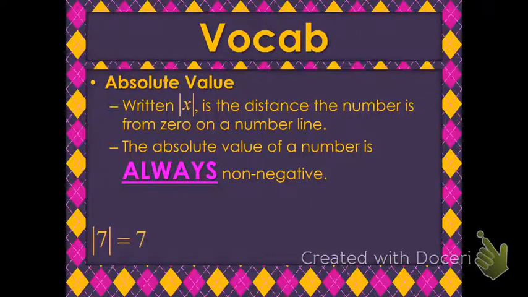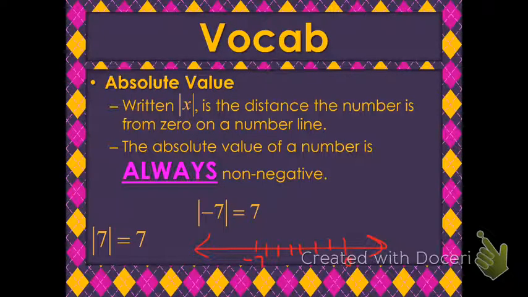So for example, the absolute value of 7 is 7 because the number 7 is 7 spaces away from 0 on a number line. And the absolute value of negative 7 is also 7 because negative 7 is 7 spaces away from 0 on a number line.